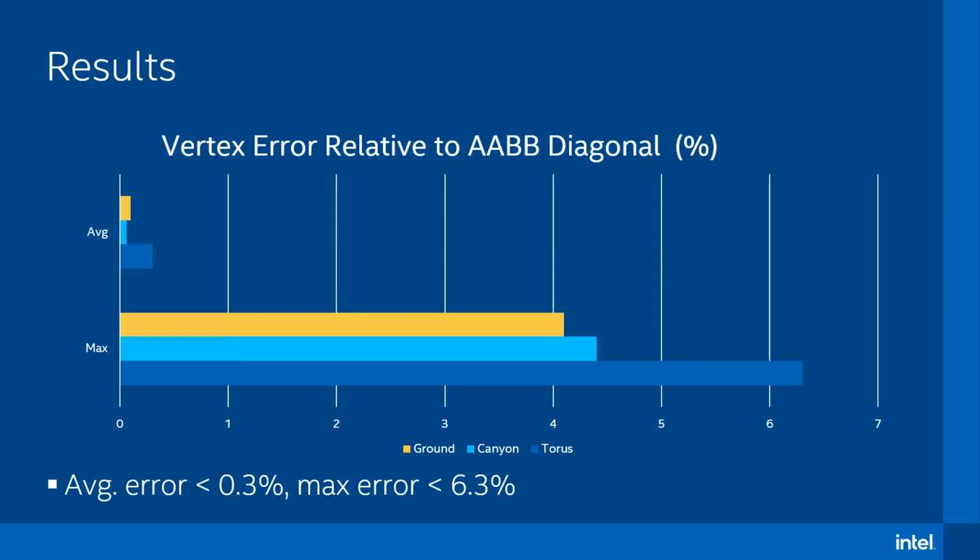In terms of quality or introduced compression error, our approach achieves pretty good results. This chart shows the relative error between the original vertex and its decompressed counterpart in relation to the diagonal of the subgrid's bounding box. Here, the average error that we see for our example scenes is less than 0.3%, and the maximum error over all scenes is less than just 6.3%, which makes spotting any visual difference very hard.